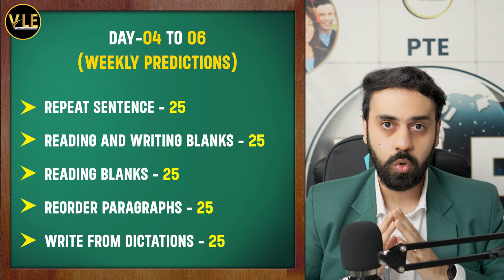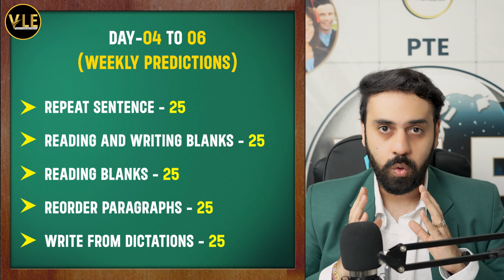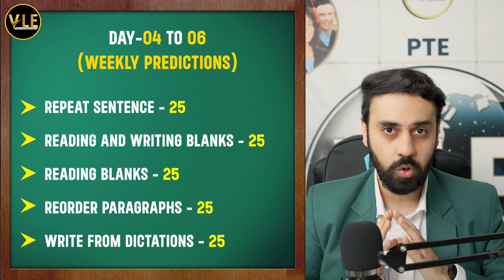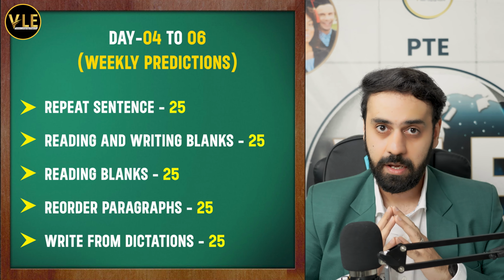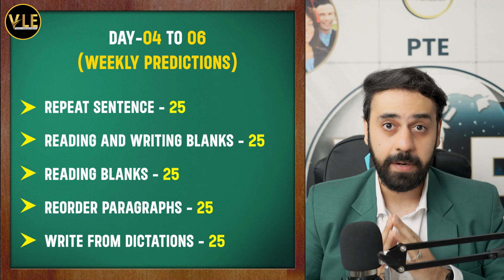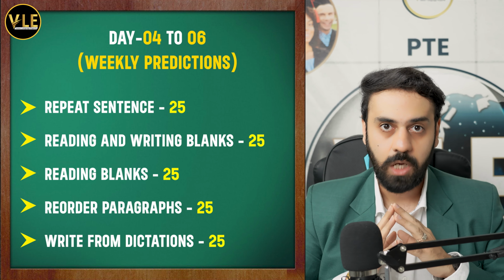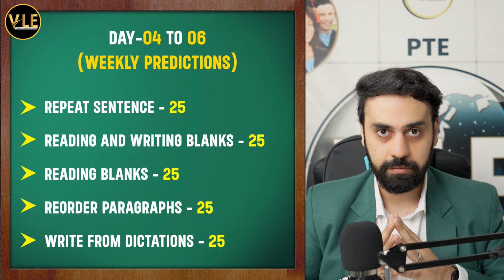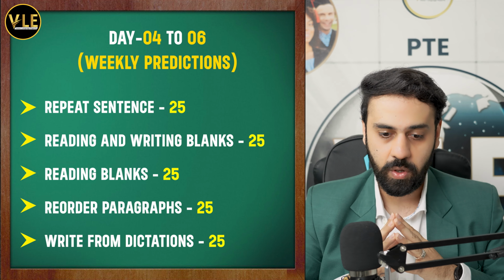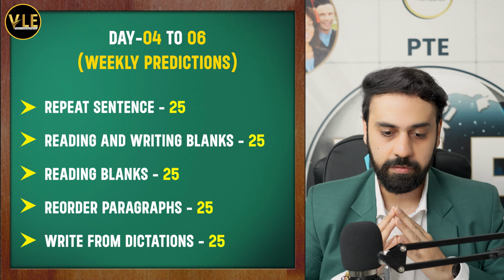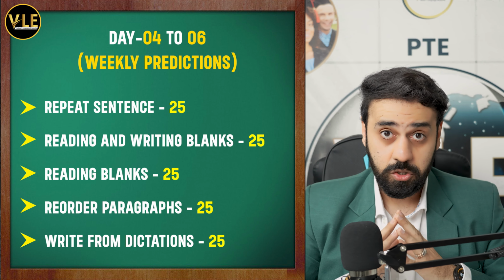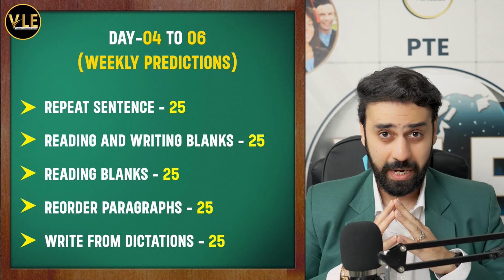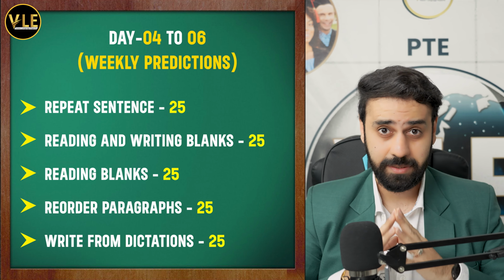You have to first go to weekly predictions. You have to sign up to Vision Language Experts. Over there, go to any task and go to weekly predictions. You can sign up there for free. You can practice weekly predictions for free. Now your job is to practice these 5 tasks daily, at least 25 each. So repeat sentences 25, reading and writing fill in the blanks 25, reading blanks 25, reorders 25 and write from dictations 25. You need to do them daily, at least 25 guys. Do not miss this part.